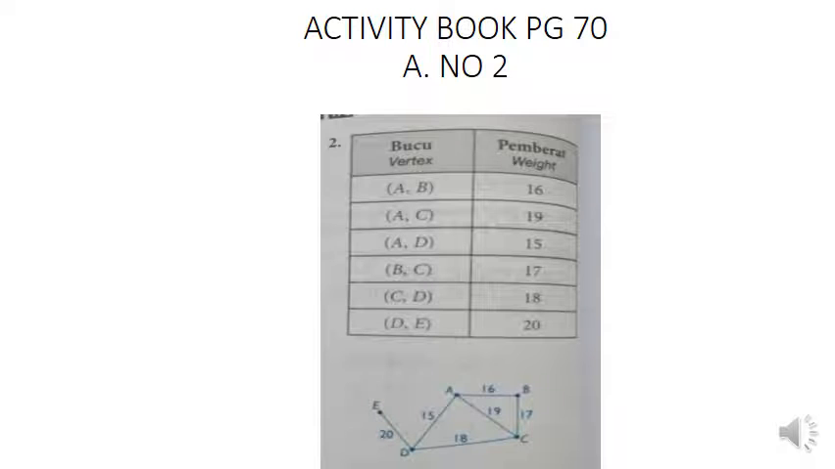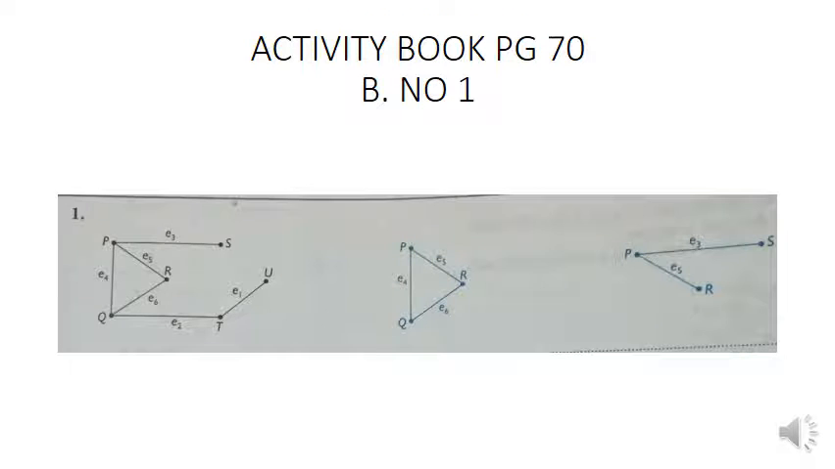Activity book, page 70, part A, number 2. You can do it by yourself, same as number 1. Next, part B, same page, part B, number 1. You are given a graph. You need to draw 2 subgraphs.